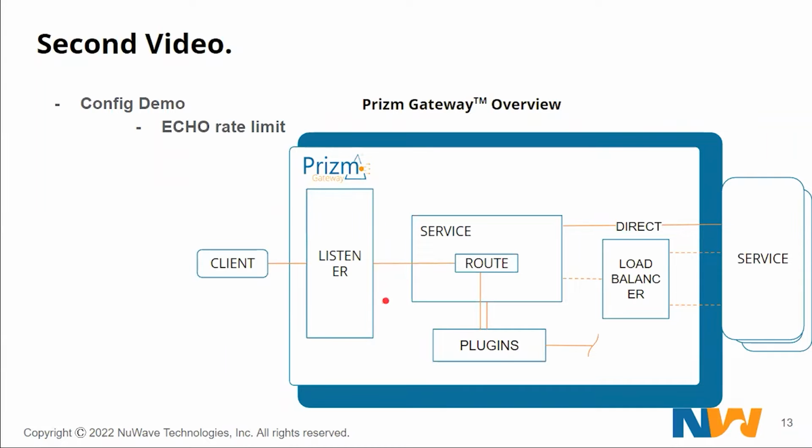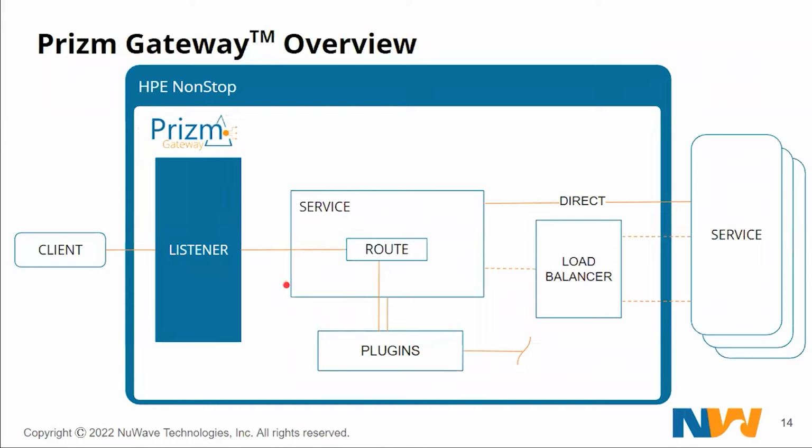So overall, we're going to add a service. I'm going to redirect a service using all the functionality that Prizm Gateway provides. In the first instance, we're going to go into Prizm Gateway and define the listener. All the clients accessing REST endpoints connect into a port on a listener.